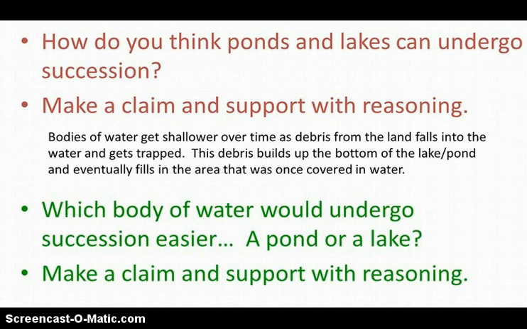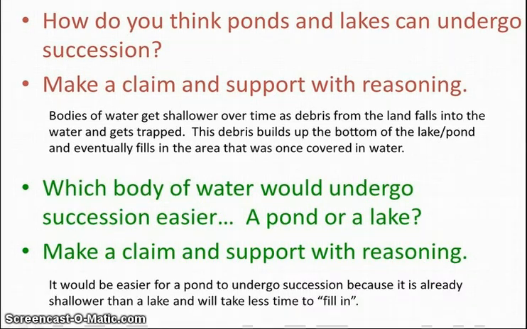Here is a brief summary of the ideas you should include in question number 2. Bodies of water get shallower over time as debris from the land falls into the water and gets trapped. This debris builds up the bottom of the lake and pond and eventually fills in the area that was once covered in water. Here is a brief summary for number 3. It would be easier for a pond to undergo succession because it is already shallower than a lake and it will take less time to fill in.